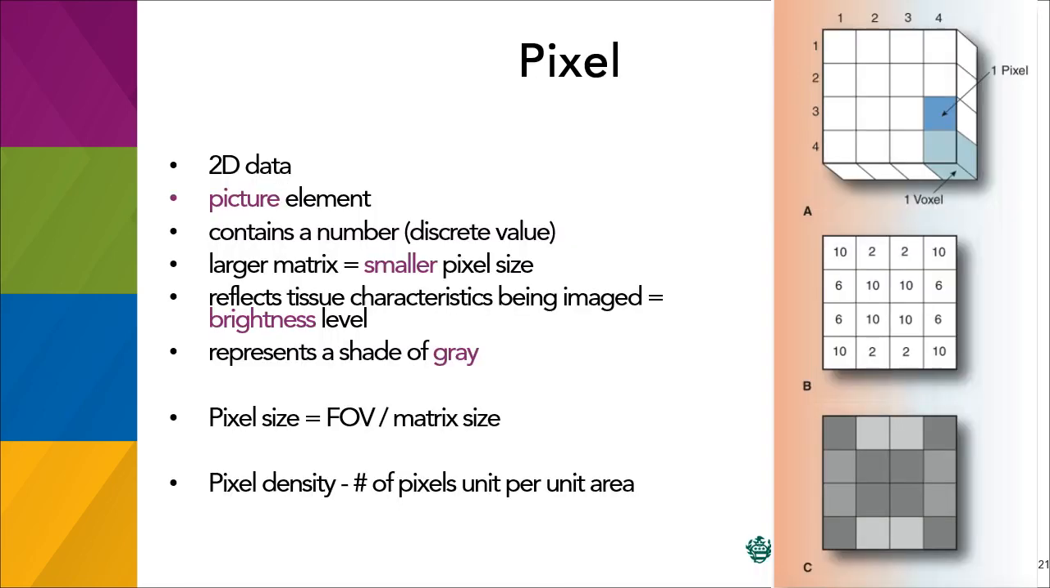A pixel is 2D data. It's also known as a picture element. It contains a number, which is a discrete value, as shown here in the diagram, and it reflects tissue characteristics being imaged, which are brightness levels, and represents a shade of gray. It can be seen down here at C. The pixel size is equal to field of view divided by matrix size. One thing extra is that pixel density is the number of pixels per unit area.